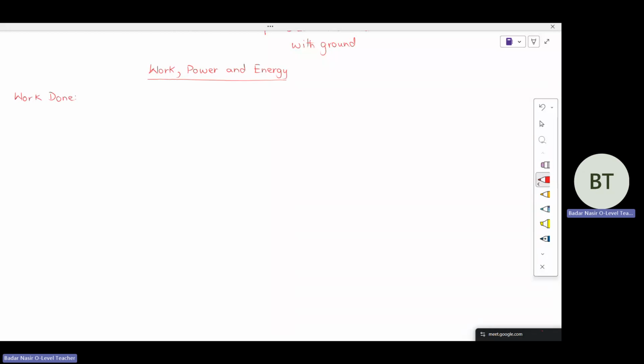Achcha, so the definition of work done, we have already studied it in O levels, but it's fine. We'll just take a recap of it. So what is work done? It is the product of force and distance covered in the direction of the force.